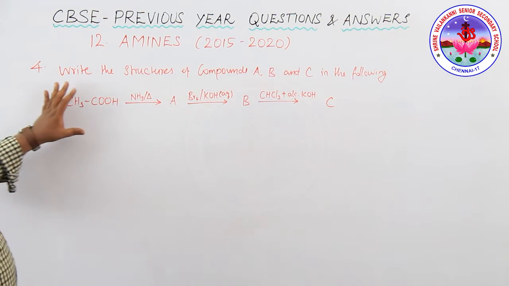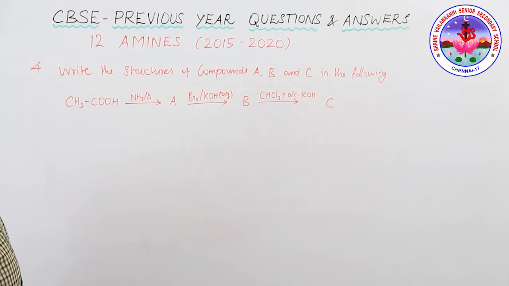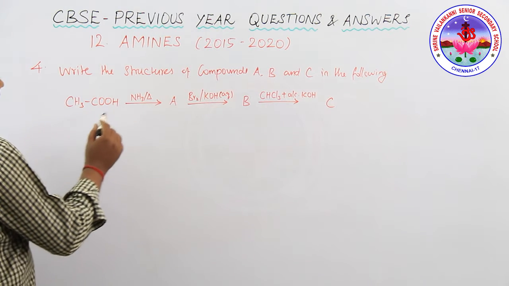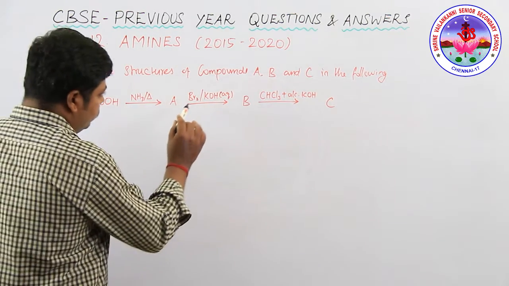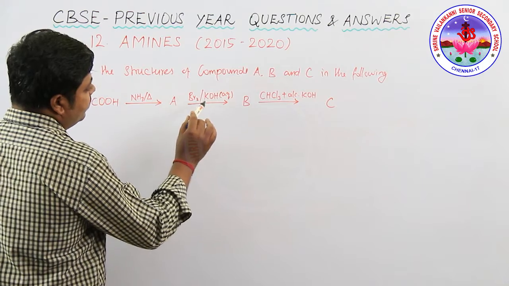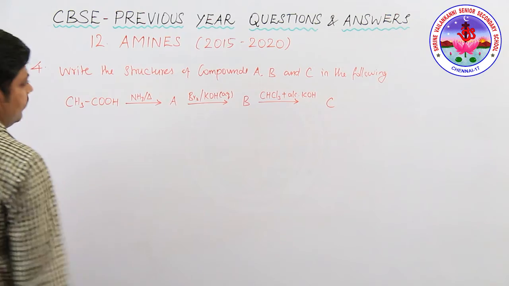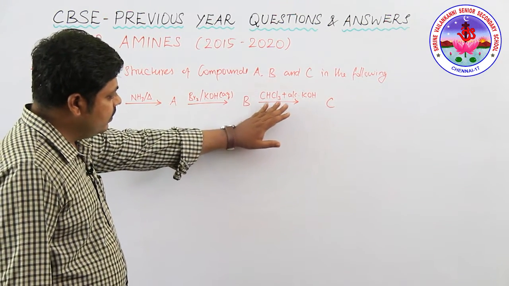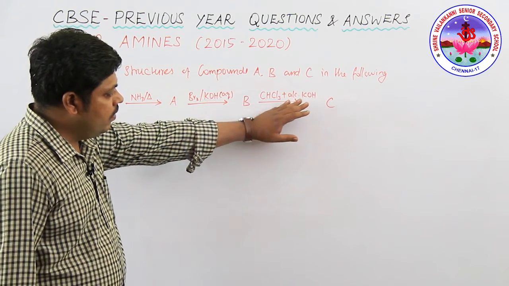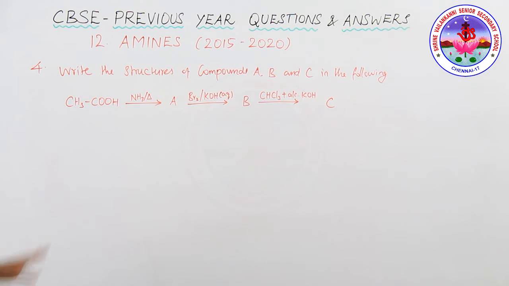Write the structures of the compounds A, B and C in the following reaction. First, acetic acid reacts with ammonia on heating to give A. That A reacts with bromine water in an aqueous solution of potassium hydroxide to give B. Then this B reacts with chloroform plus alcoholic potassium hydroxide to give C. What are A, B, C in that reaction?